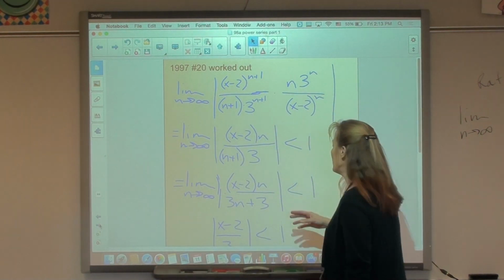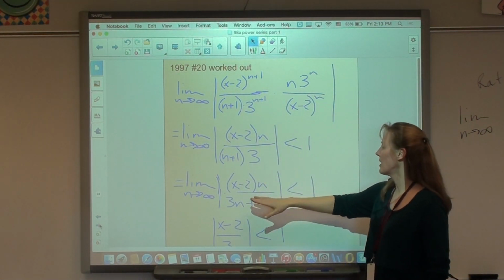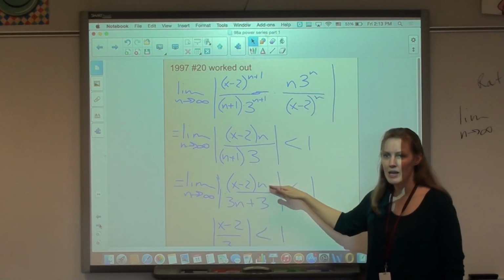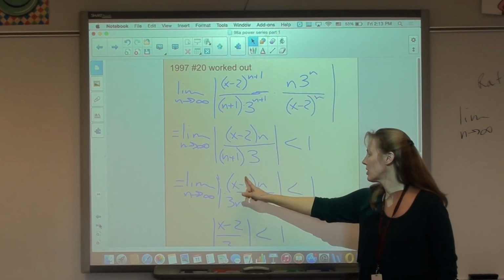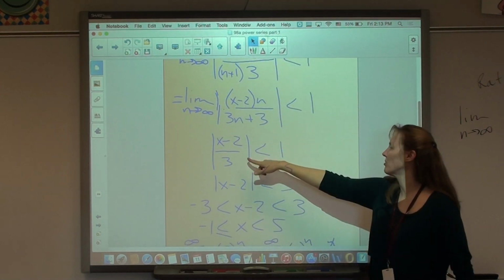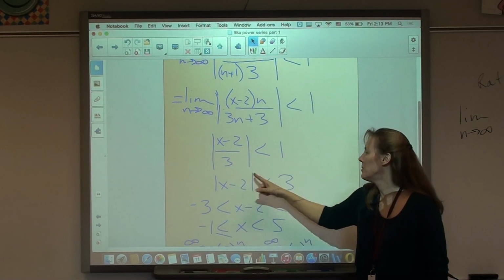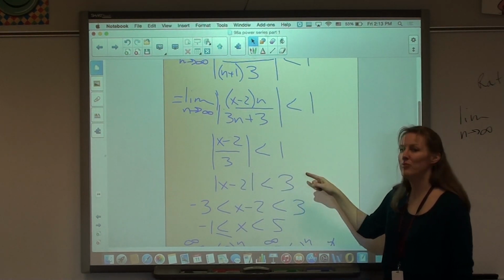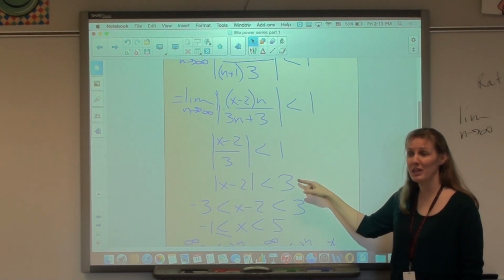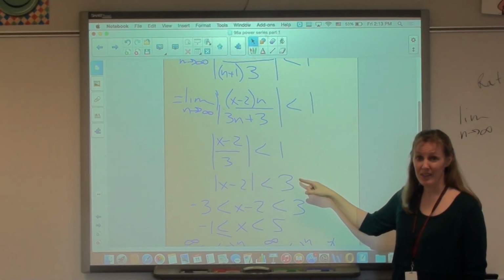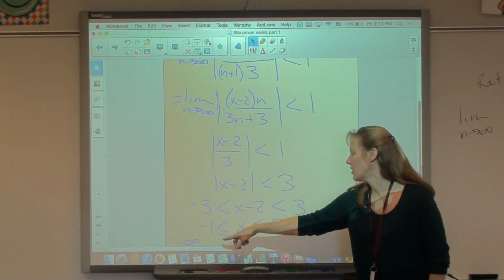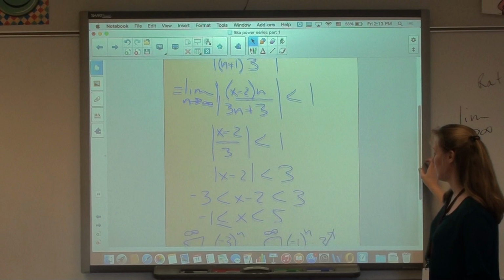The trick here was just to recognize that when you have an n over an n, same degree top and bottom, it's the quotient of the coefficients, right? So you end up with x minus 2 over 3 less than 1, and you have to multiply by 3. Whoa, you finally got a radius that wasn't 1, right? You actually get a radius of 3 for this one. It doesn't happen often, but it happens. And there you go. So you end up with that one once you test the endpoints.